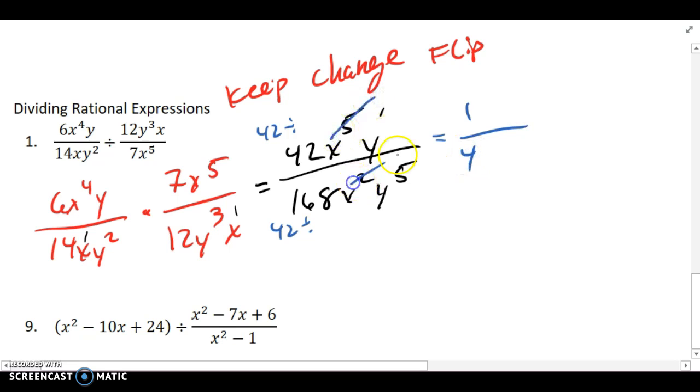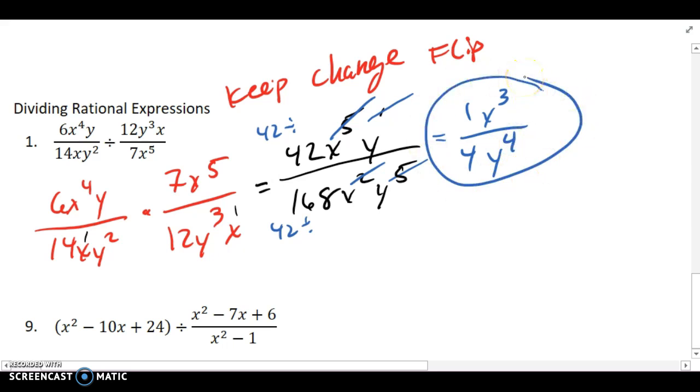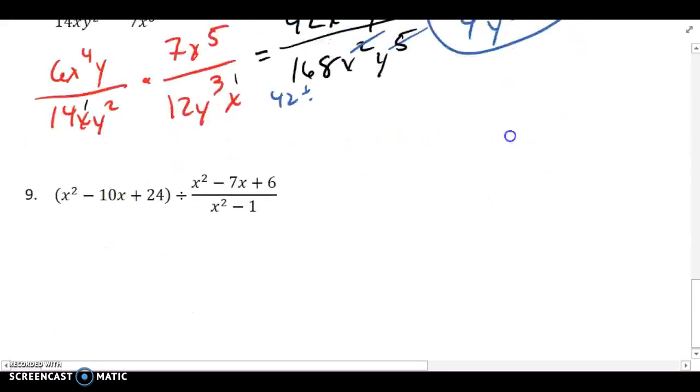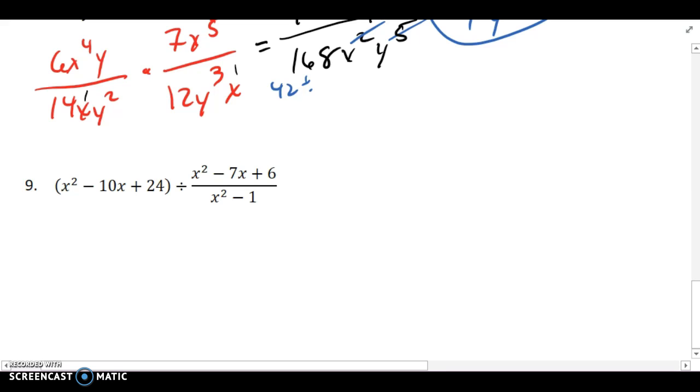This is 5 powers, that's 2 powers, so there's 3 powers left on top because it's bigger. This is 1 power and this is 5 powers, so there's going to be 4 powers left on bottom. And we can do it like this because there are no pluses and minuses. Do not get confused. Once we get pluses and minuses, we have to tic-tac-toe and factor.